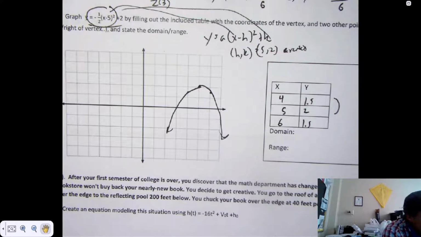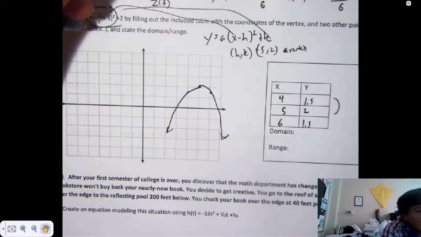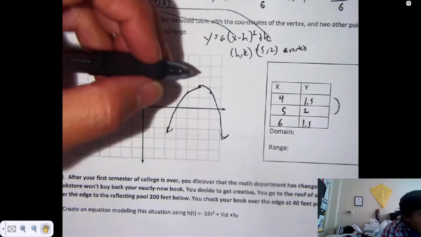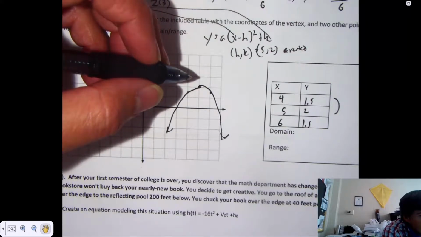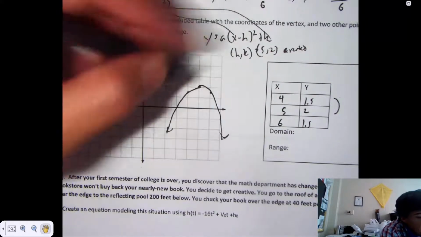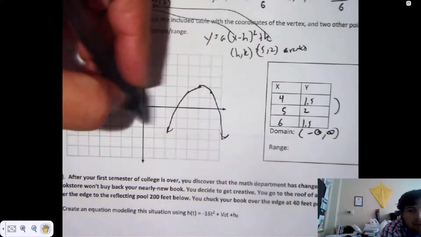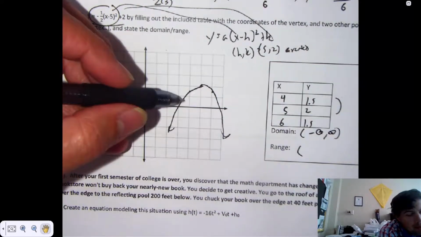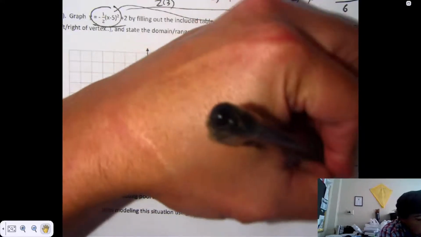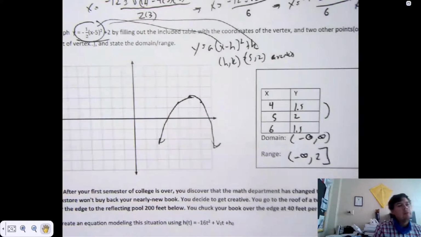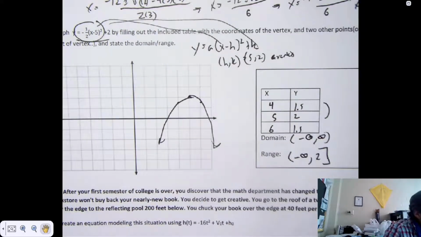A domain, I might actually have this wrong on the key I gave out, but actually I never labeled it. The domain of this thing is that we run from negative infinity to positive infinity because it runs forever left and forever right. And the range is that it comes up from negative infinity all the way until y hits a value of 2. And that is a point that exists. So there's your domain and range.